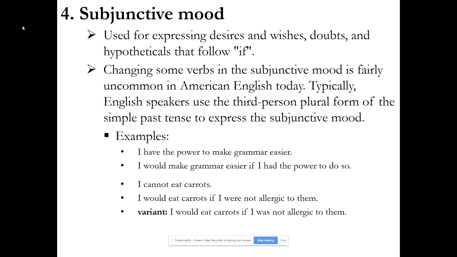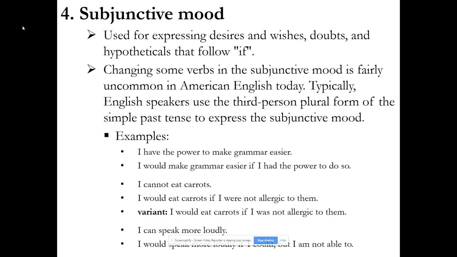I cannot eat carrots. That's just in the imperative, but I would eat carrots if I were not allergic to them, right? That were is in the subjunctive mood. Now, if you hear someone say something like, I would eat carrots if I was not allergic to them, typically most English speakers would reflect upon that as correct. They wouldn't think it's wrong. When I hear it, because I know the rule, of course, I cringe, because it should be in the subjunctive mood, but most people don't really follow this rule anymore. And if you do, you might sound a little more formal.